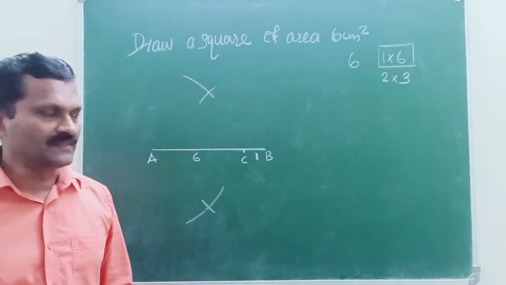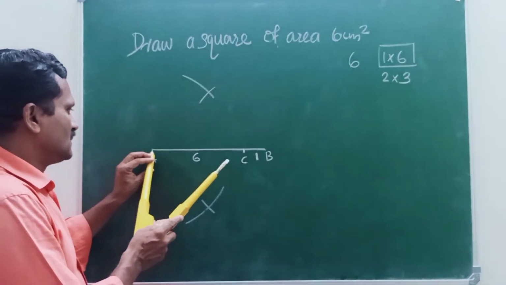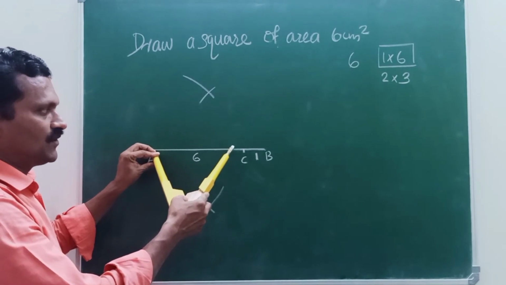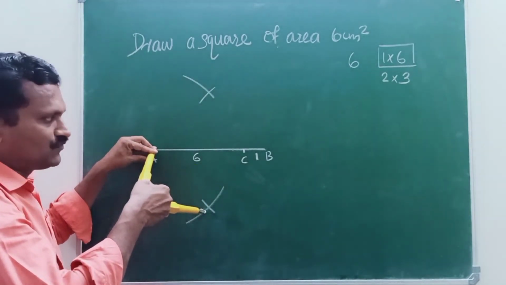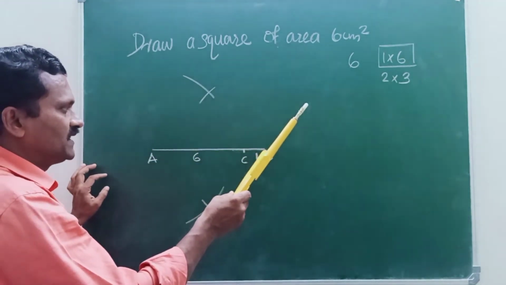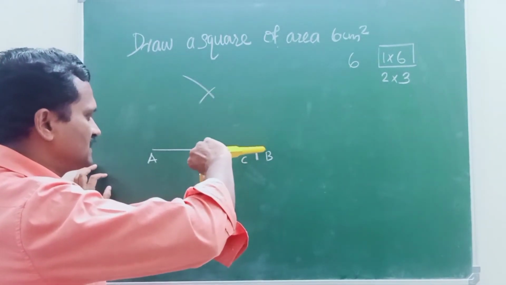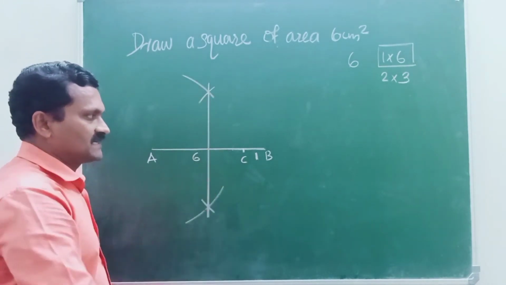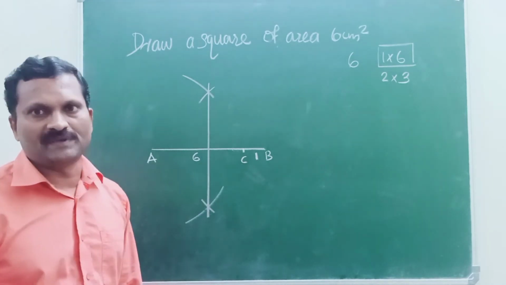Next we draw the perpendicular bisector of AB. For this, put the compass at A, take more than half of AB on compass, and draw two arcs, one above and one below AB. At the same distance, put the compass at B and draw two arcs which cut the first ones. Join the points of intersection of the arcs, which will give the midpoint of AB.